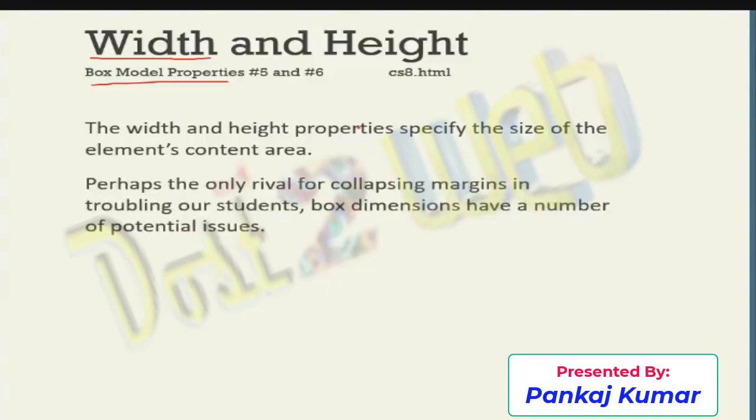Perhaps the only rival for collapsing margin is troubling our students. Obviously, when margins collapse, we get into trouble, right? That means how will this be resolved? And in box dimensions, we have a number of potential issues, because in the box model, you can see I'm using this box, taking only the presentation visible to you. Suppose I want to fit an image on the right hand side.